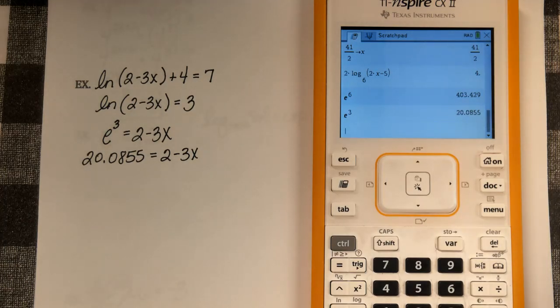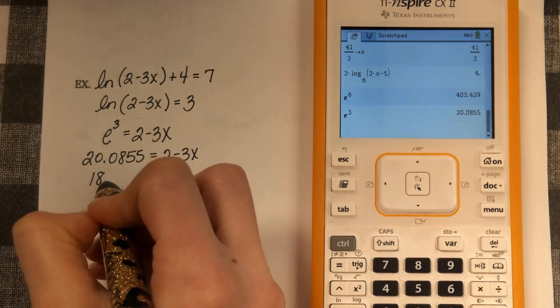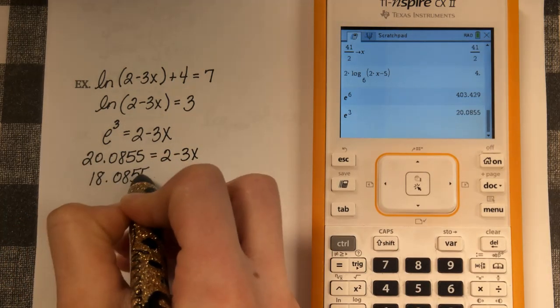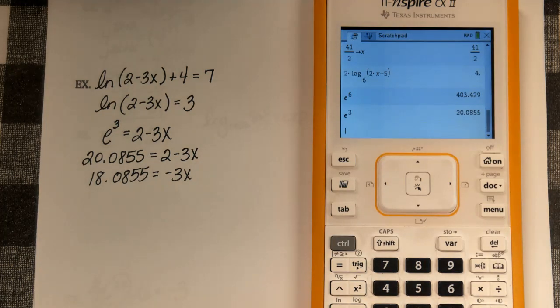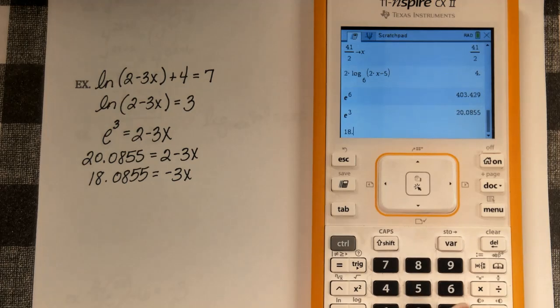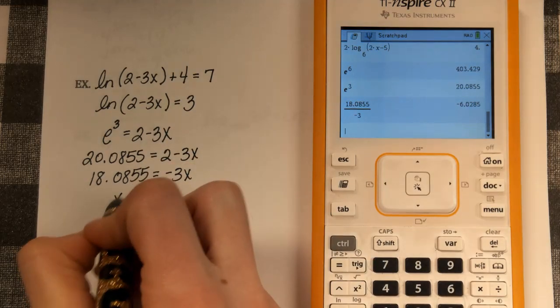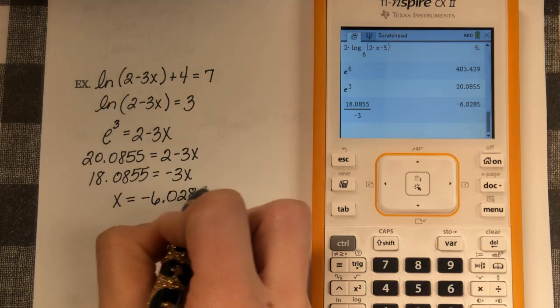I solve for x like I would as if that were a whole number. What do I want to get rid of? The 2, so I subtract 2, that gives me 18.0855 equal to negative 3x. Then divide by negative 3, so 18.0855 divided by negative 3 gives me x equals negative 6.0285.